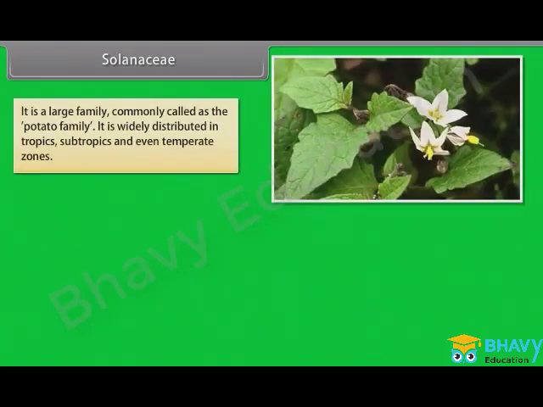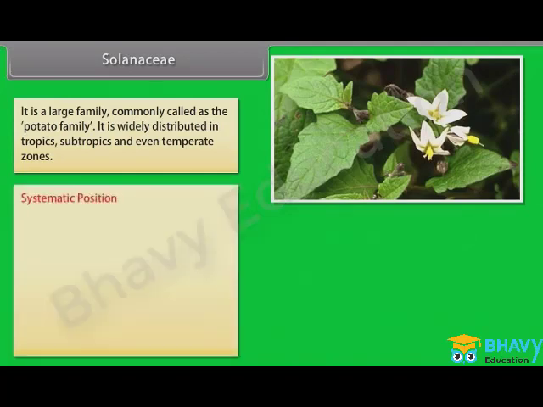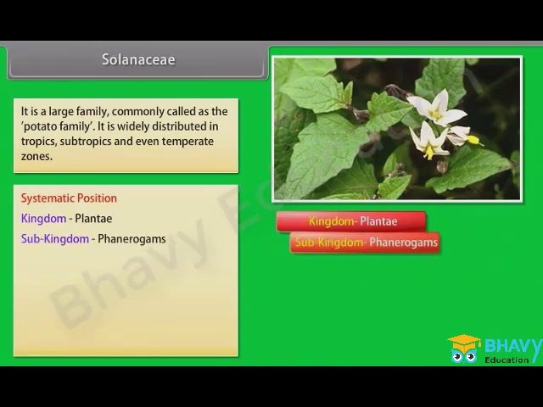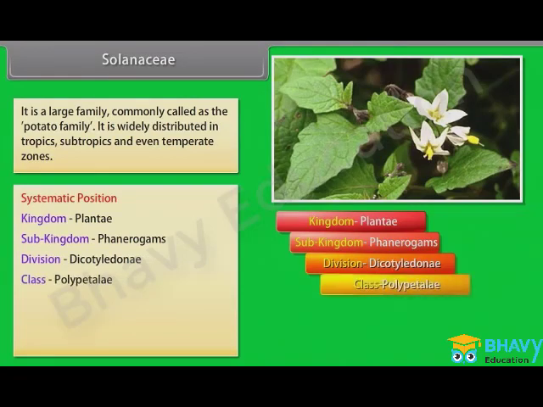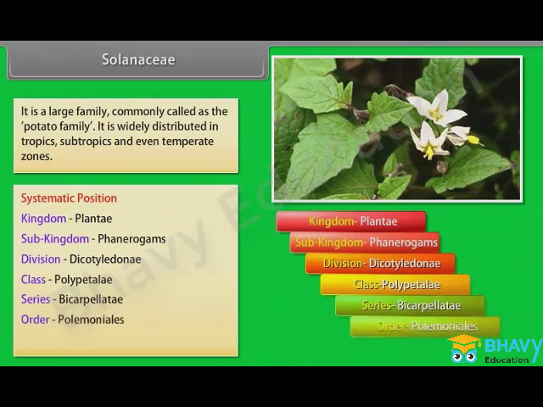Solanaceae. It is a large family, commonly called the potato family. It is widely distributed in tropics, subtropics, and even temperate zones. Systematic position. Kingdom Plantae. Subkingdom Phanerogams. Division Dicotyledonae. Class Gamopetalae. Series Bicarpellatae. Order Polemoniales. Family Solanaceae.